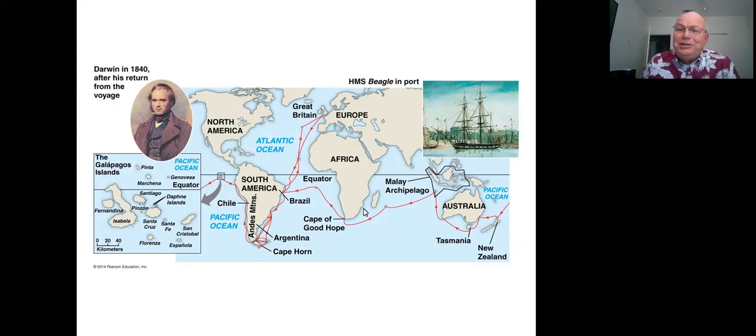One of the key places he didn't visit, however, was the Malay Archipelago in Indonesia. This is the region that's highlighted here. This is Wallace's stomping ground. This is where he was collecting when he had his insights that would lead to his development of the idea of natural selection.